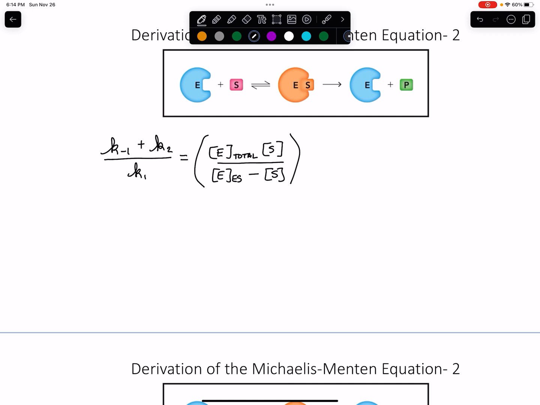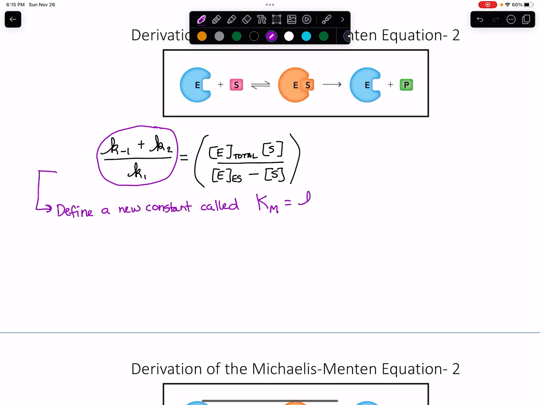All right, so our next step is going to be to define a new constant called capital K sub M, the Michaelis constant. I'm going to use that part of my equation. I'm just going to call it Km.